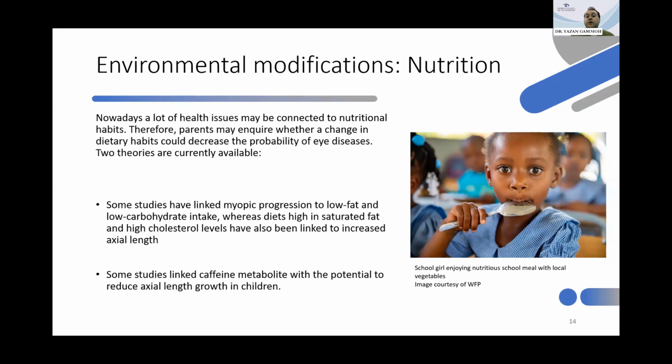Some studies have linked myopic progression to low fat and low carb intake, whereas diets high in saturated fat and high cholesterol have been linked to increased axial length. So that's very interesting. And some studies linked caffeine metabolite with the potential to reduce axial length growth in children. I'm not saying we need to give coffee to our children, but the idea is it's very interesting to monitor the research there and see what will be the recommendations.